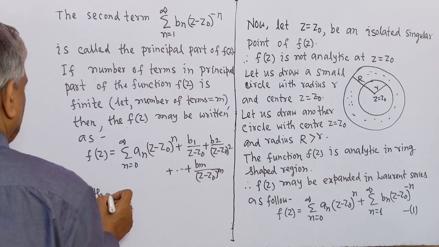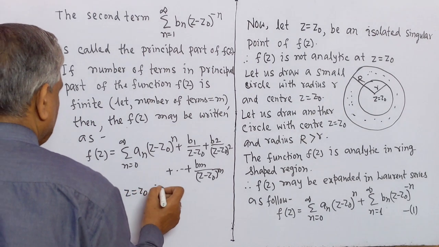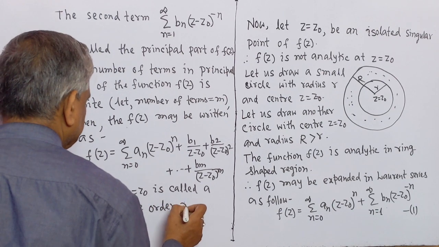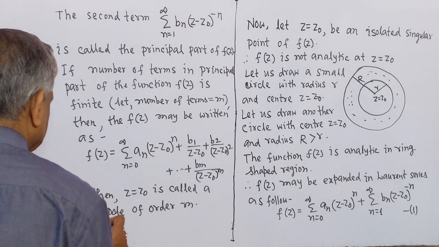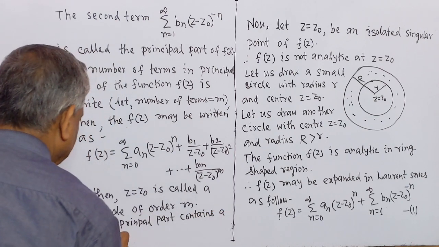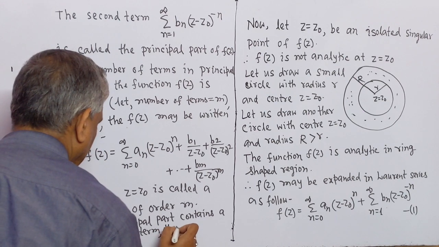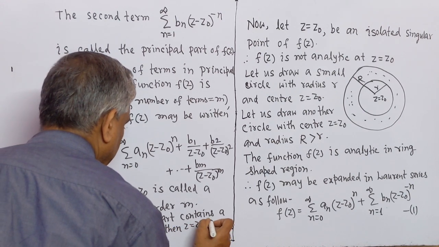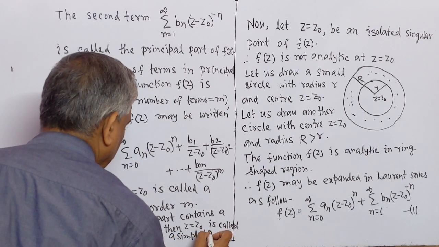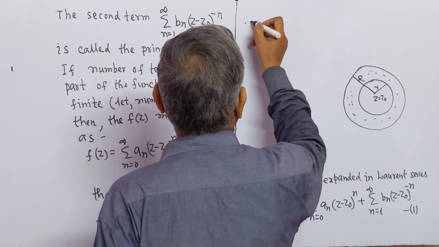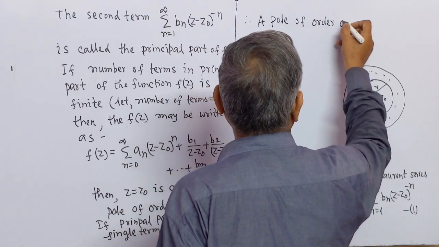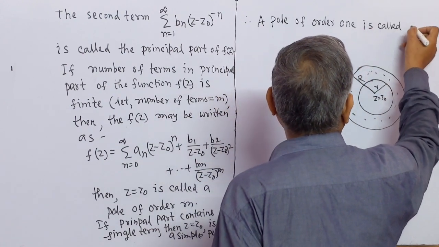Then z equal to z naught is called a pole of order m. If the principal part contains a single term, then z equal to z naught is called a simple pole. Therefore, a pole of order 1 is called a simple pole.